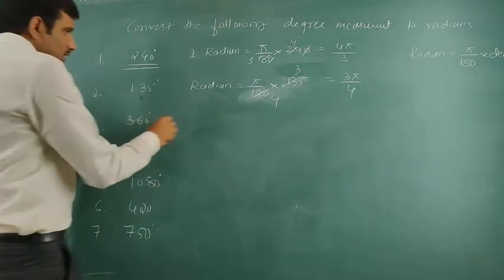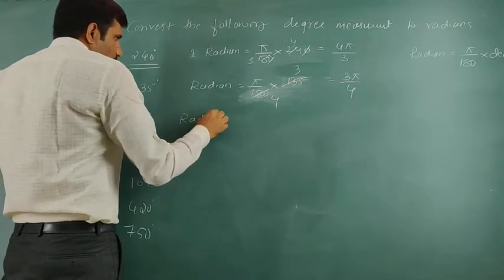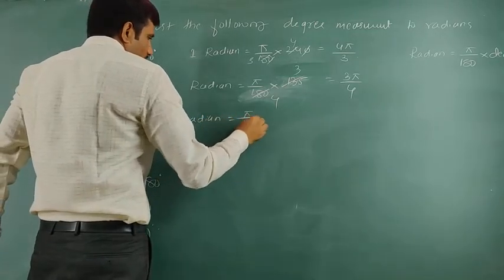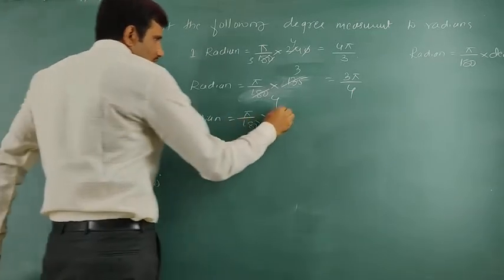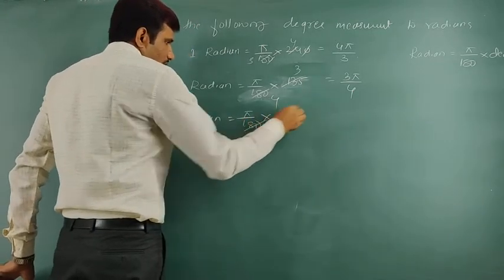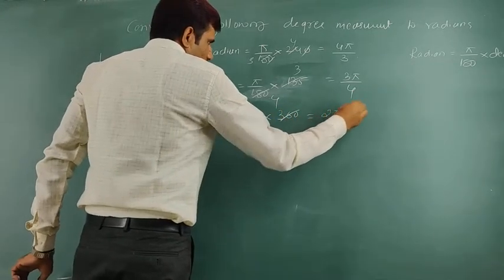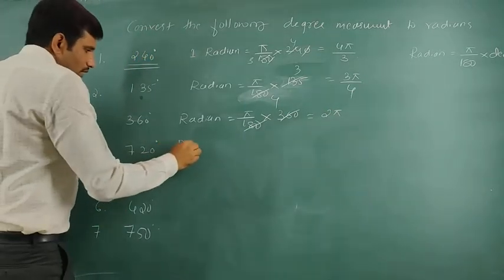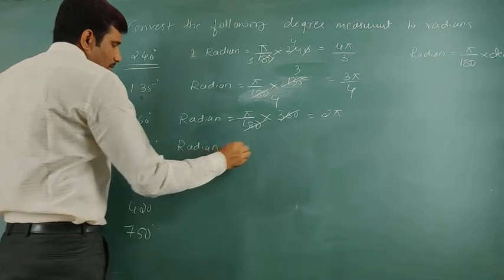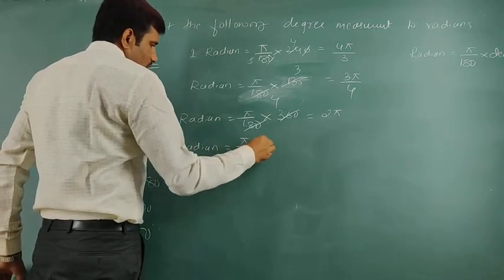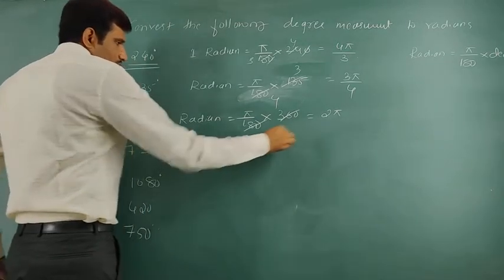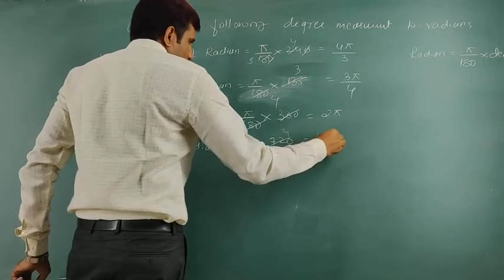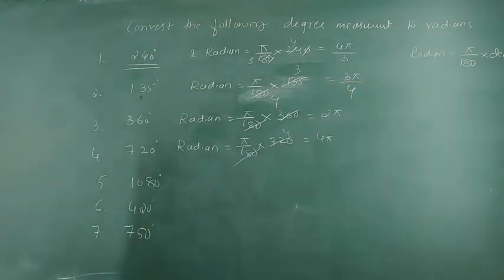Then 360. Radian is equal to pi by 180 into degrees, that is 360. So 180 ones are 180, 180 twos are 360. That is equal to 2 pi radians. Next is 720. Radian is equal to pi by 180 into 720. Now 180 ones are 180, 180 fours are 720. That is equal to 4 pi radians. Is it clear, students?